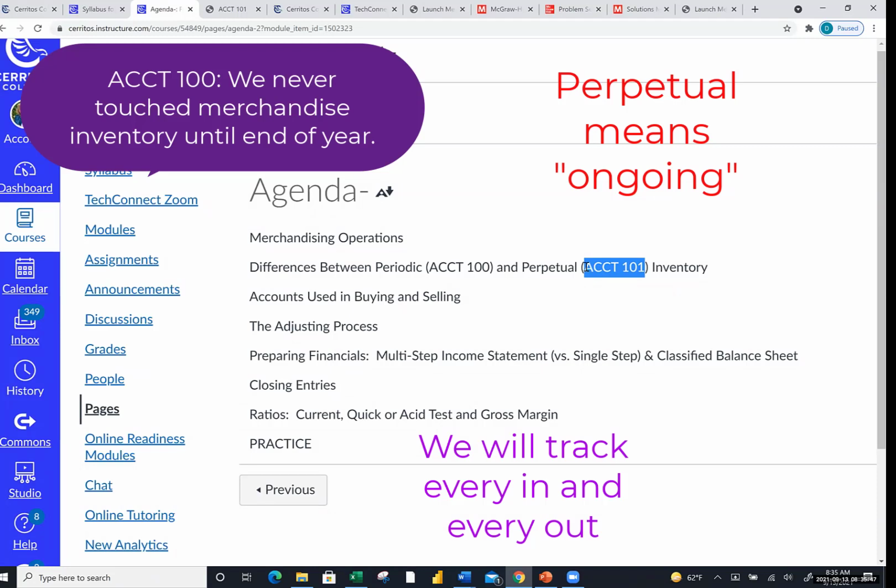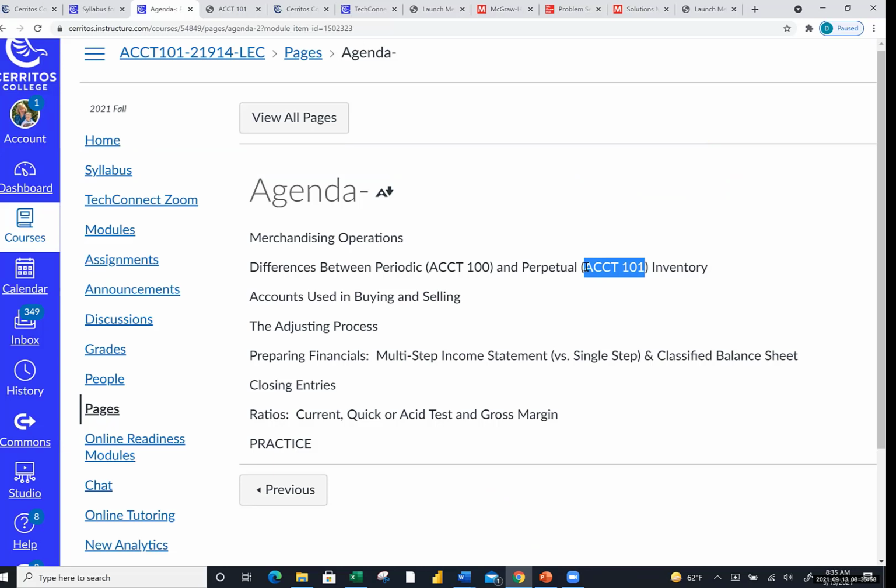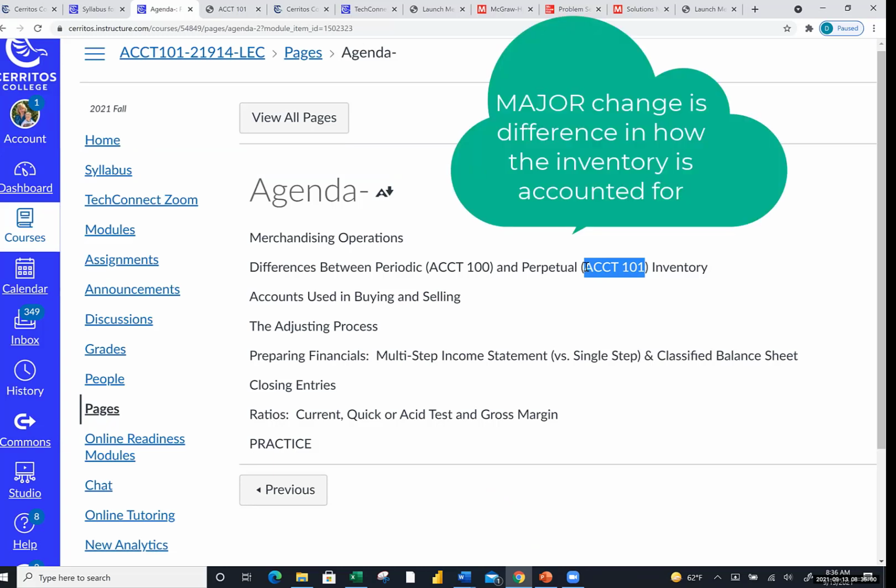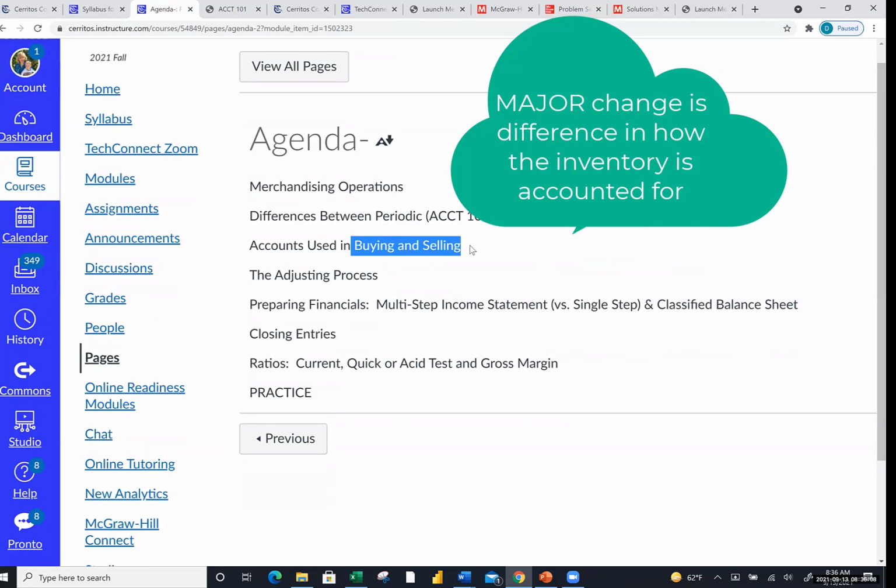It means when you see these big delivery trucks pulling up to the back of Home Depot, the inventory is going up once the inventory is delivered. And when you see those bright orange Home Depot bags going out the front door with customers because they're buying inventory and taking it out of the store, that's what's going to make inventory go down. So today we'll talk about the accounts used in buying and selling. And you guys will probably be familiar with all the accounts that we're going to talk about.